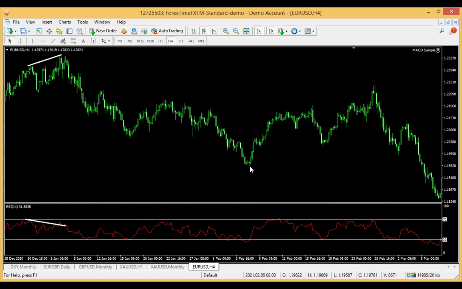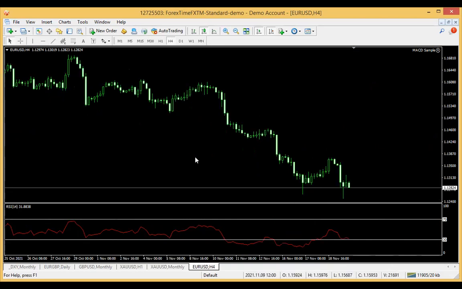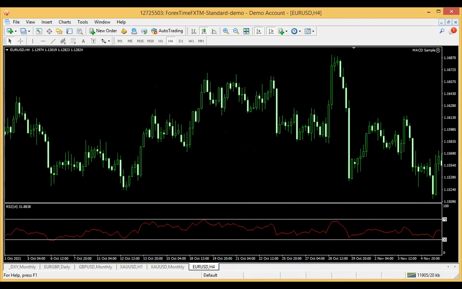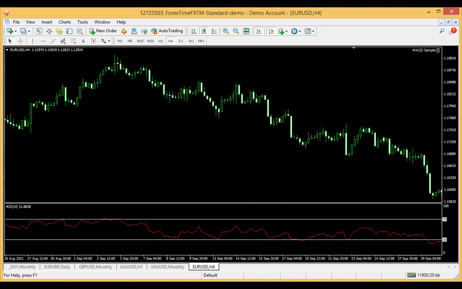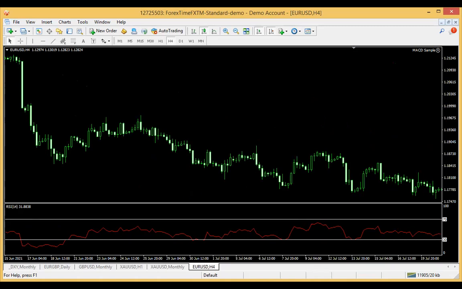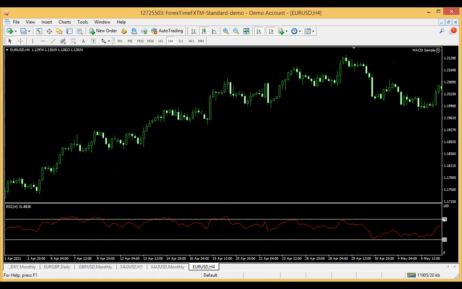Now, when you spot this RSI touching overbought level, like what I said here, when you spot RSI touching overbought level or oversold level, what will come into your mind is one thing.